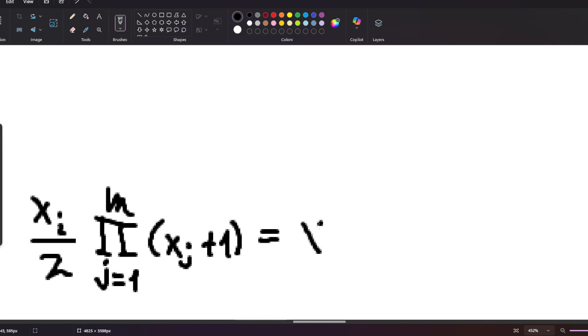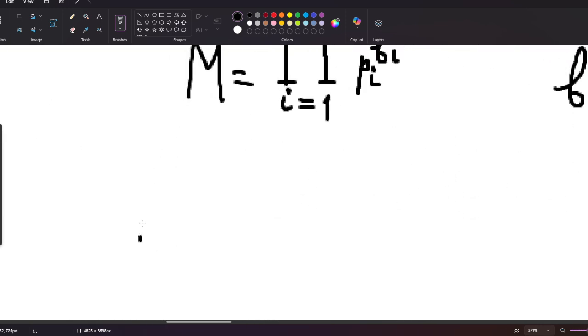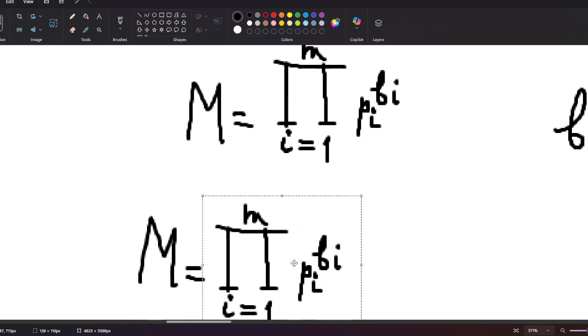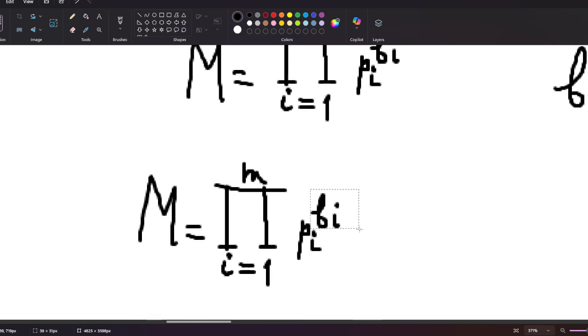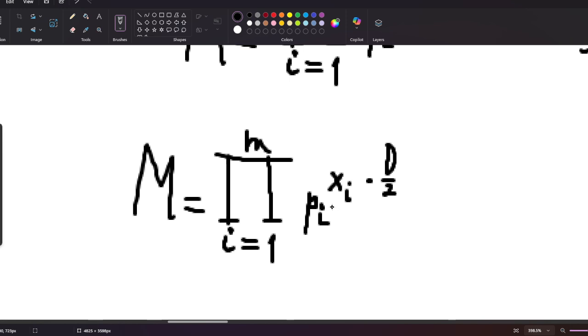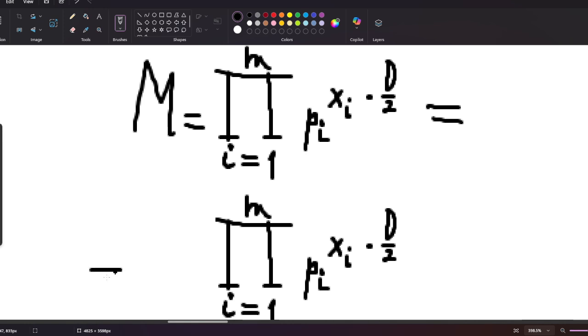Okay, let me write this nicer. So let's go back in and substitute. Now that capital M is equal to this, we have found b_i, which is x_i times D over 2. Now, D over 2 is not dependent on i, so we can bring it out of the product.